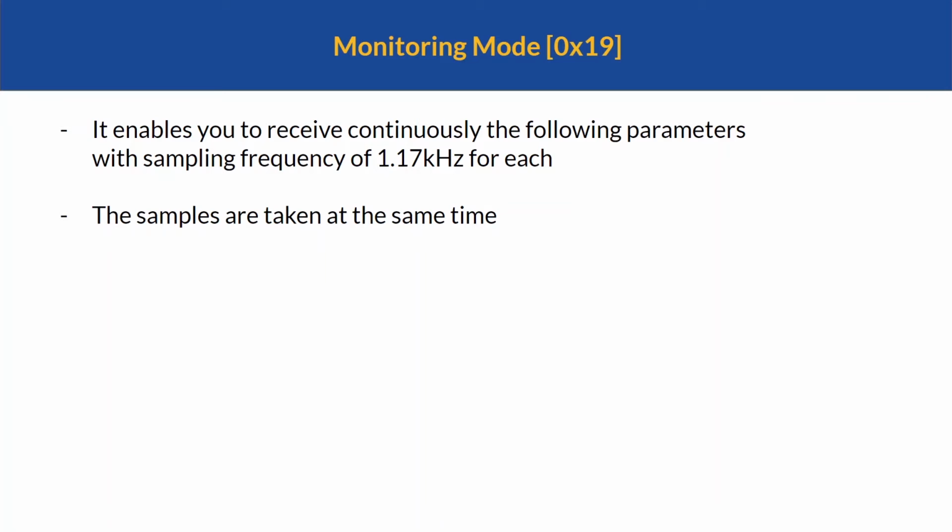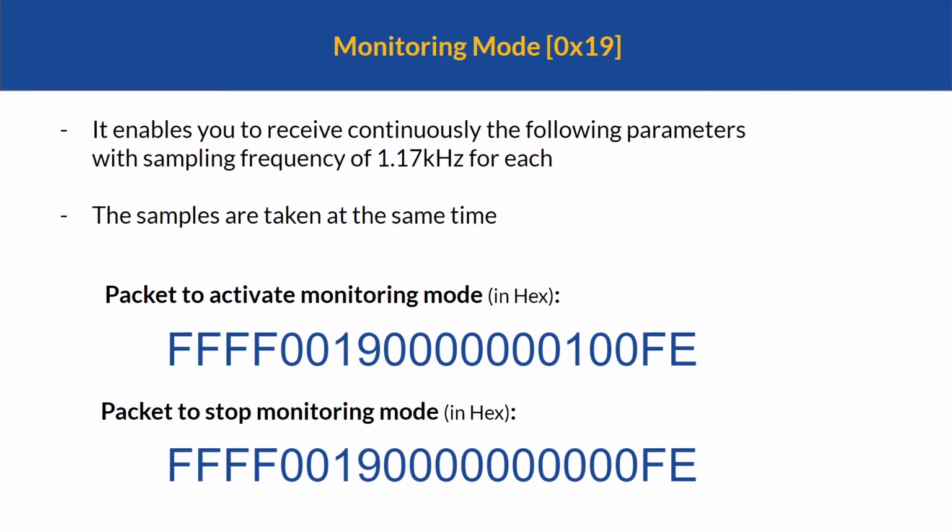There is another interesting capability of Solo. It's called monitoring mode, with the command code of 0x19. If you send this command code to Solo, it will continuously send you some critical parameters, each of them having the sampling frequency of 1.17 kilohertz, and they are all sampled at the same time. To activate monitoring mode, you can form a packet like that. If you put 1 in the data section with the command code of 19, it means that you want to activate the monitoring mode. If you want to stop it, instead of 1, you put 0 here, and that's going to stop the monitoring mode.